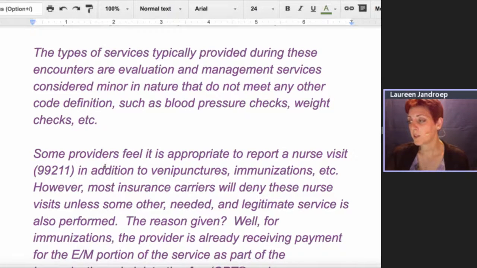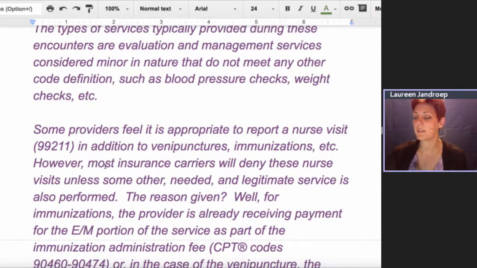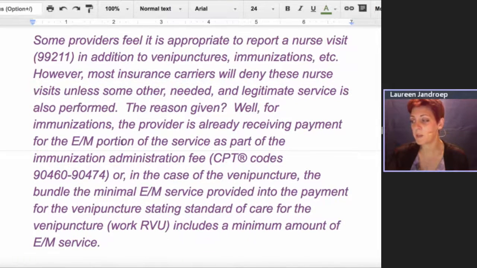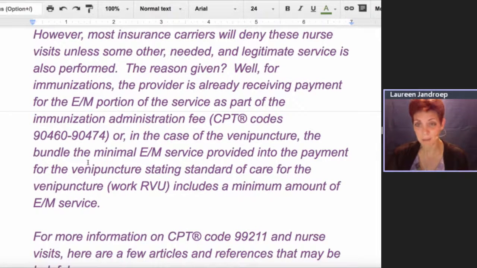Some providers feel it's important to report a nurse visit, 99211, in addition to venipunctures, immunizations, etc., but most insurance carriers are going to deny these. They'll bundle them together. And the reason is, for immunizations, the provider is already receiving payment for the E&M portion of the service. Or in the case of a venipuncture, they bundle the minimum E&M service provided into the payment for the venipuncture. So they don't want you to double dip.